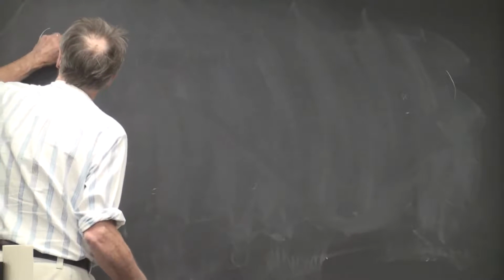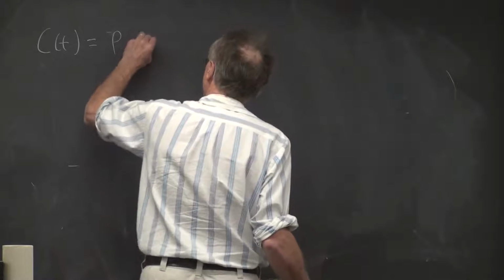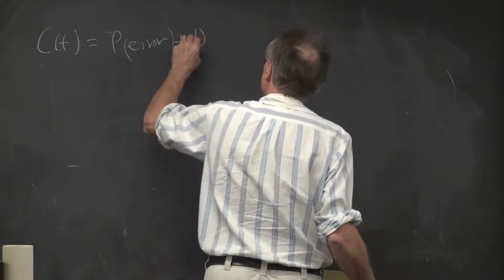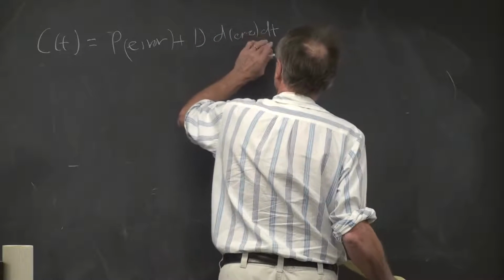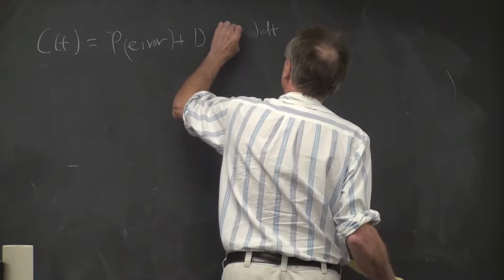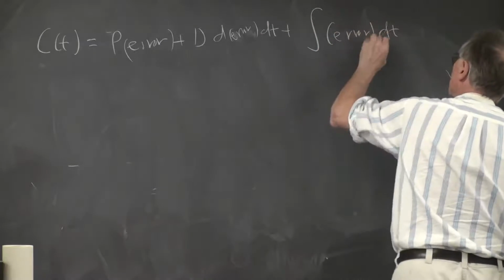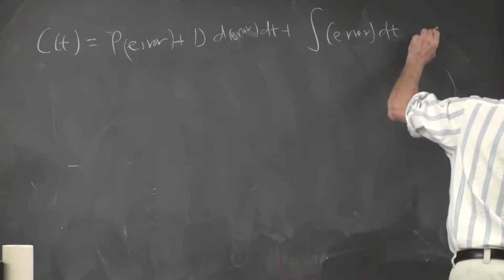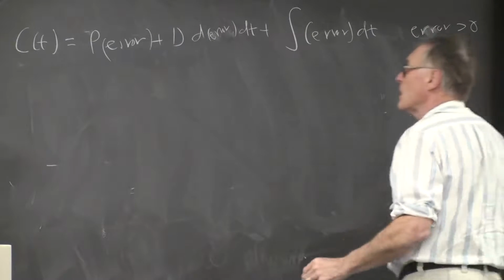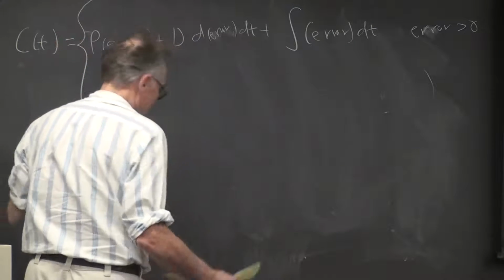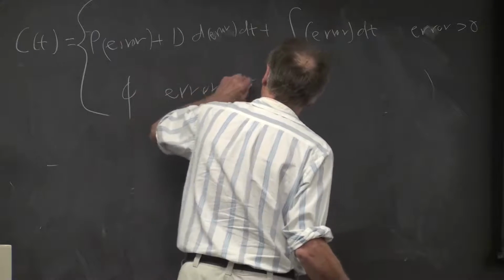And so we're going to say that C of t is going to equal P times the error plus D times d error dt plus the integral of error dt if the error is greater than 0, and it's going to be equal to identically 0 if the error is less than or equal to 0.